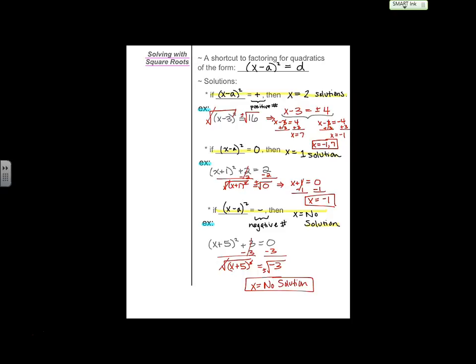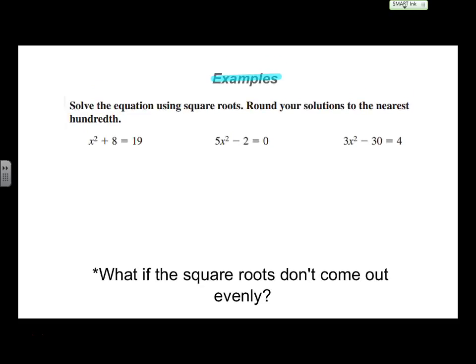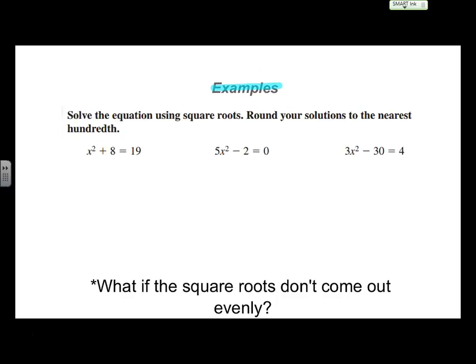Now, with that, let me show you one more weird thing that can happen. You might see some directions that say, solve the equation using square roots, round to the nearest hundredth. Pause. I want you guys to go ahead and just try letter A. Don't go saying 1 or 2 or none if you haven't gotten this squared by itself.